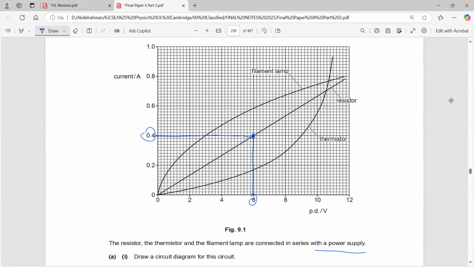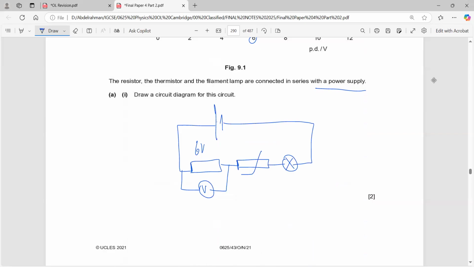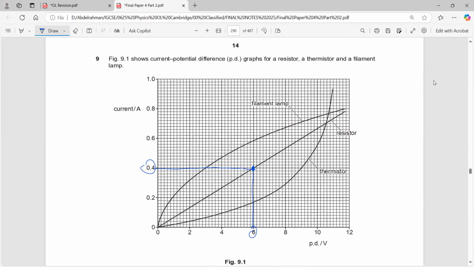I know that some of you have checked the marking scheme and say, well, it's 6 times 3, which is 18 volts, so this is the final answer. No, this is actually the wrong approach for this question. In this question, they are all in series, and you have a current of 0.4 amperes.